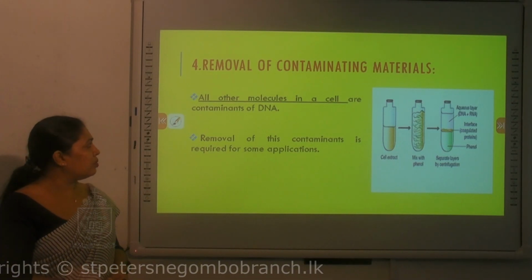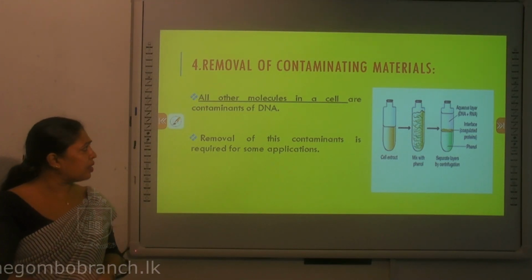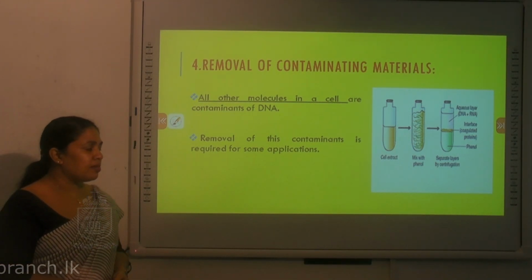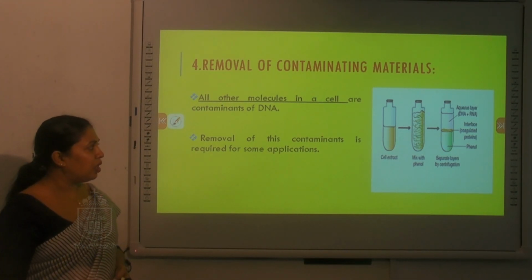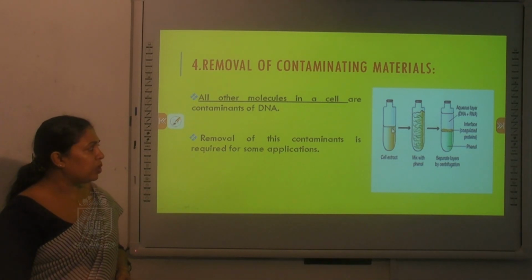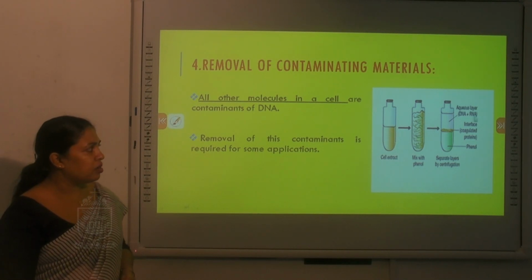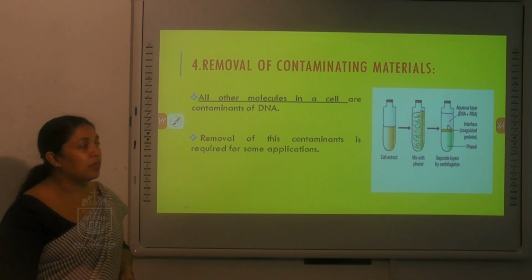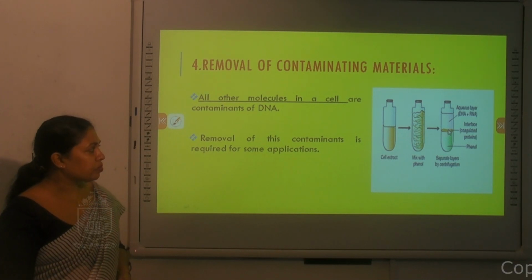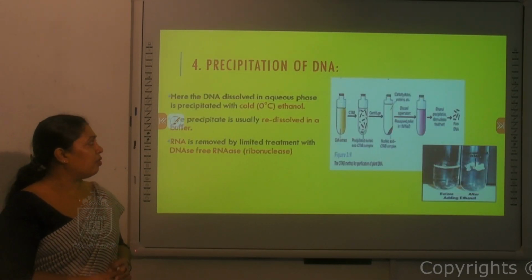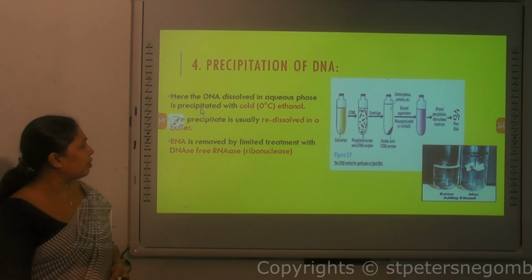In that also we are using some chemical methods. In some applications it is necessary, and all the contaminants are removed using some chemicals such as phenol. When phenol is mixed, since the cell has a lot of water, we get two phases. In the aqueous phase, we can get the nucleic acids, DNA and RNA both, but we want to extract DNA. So in the next step, we are going to actually extract DNA. We are using cold ethanol in this.